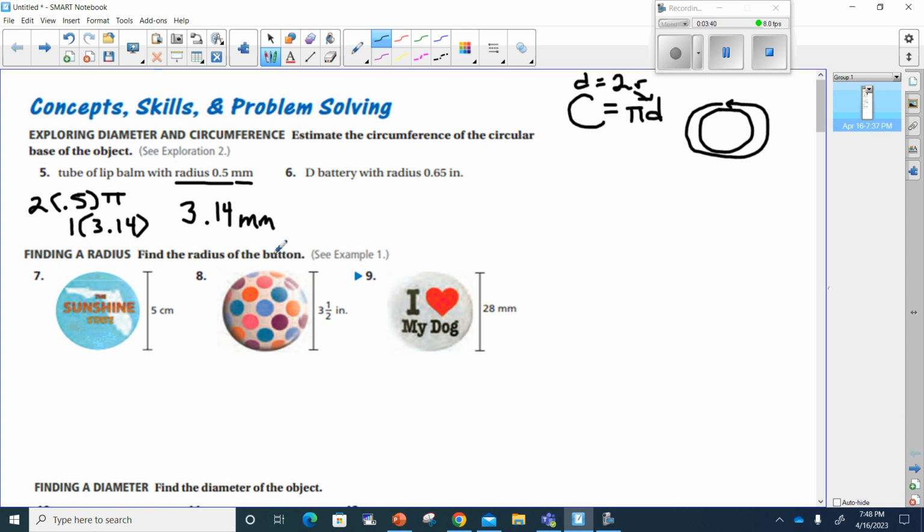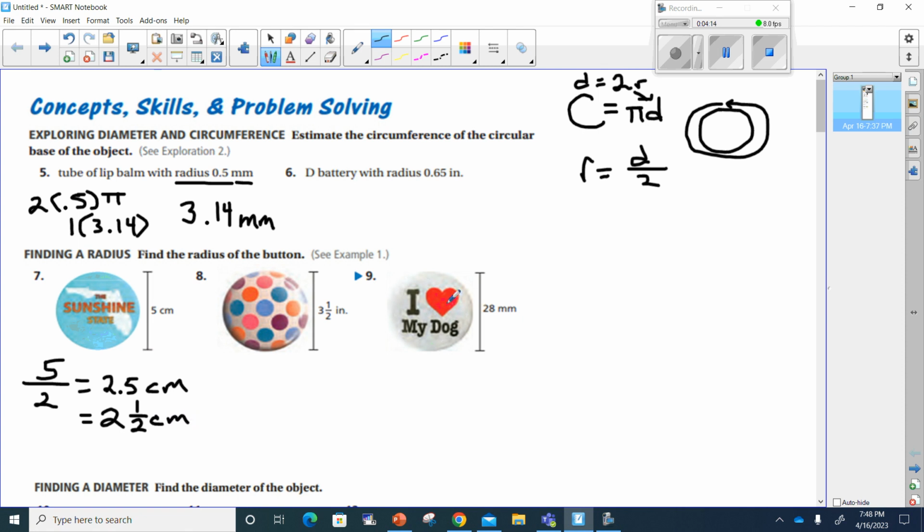Find the radius of the button. The radius is half of the diameter. We said that up here: diameter equals 2 radiuses, which means the radius is equal to the diameter divided by 2. So this is 5. Remember, we're finding the radius. 5 divided by 2 is going to equal 2.5 centimeters. A person could also write 2 1/2 if they want to. Same thing.